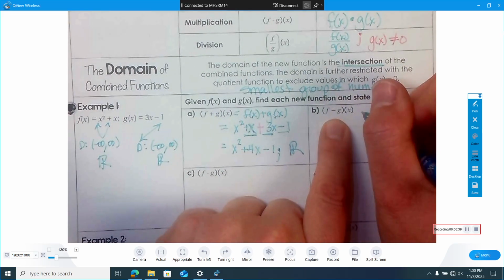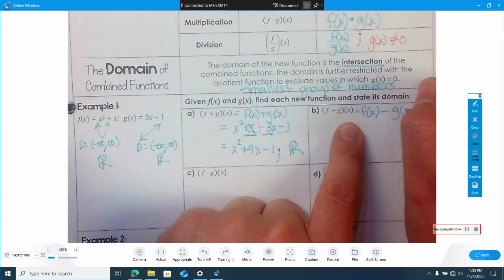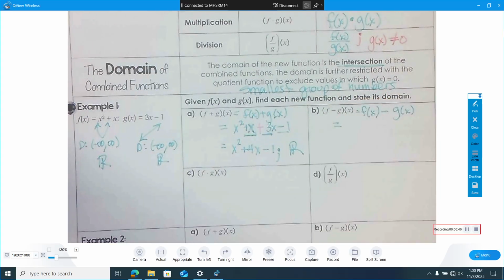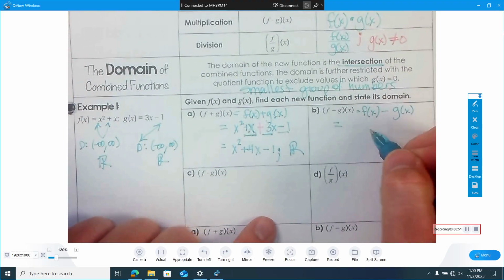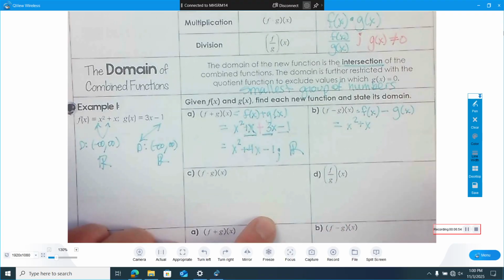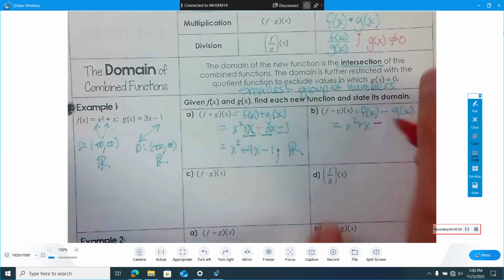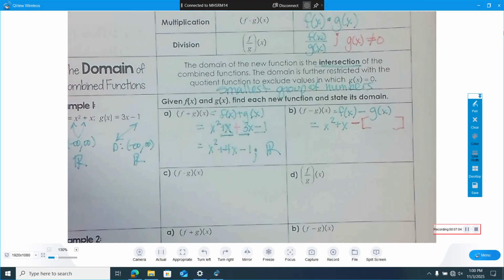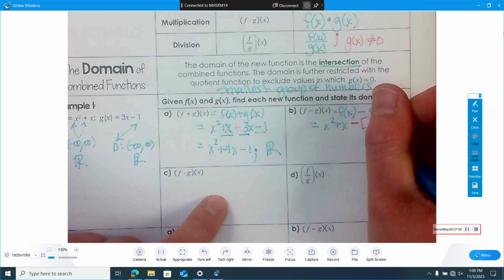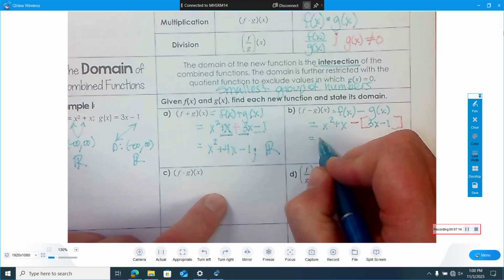So for b here, this is f minus g. So that really means f of x minus g of x. And this is where we have to be quite careful. What can I replace f of x with? X squared plus x, thank you. But then we have to be very careful here because we're subtracting a couple of things. So we have to subtract all of g. So what am I replacing g with? 3x minus 1. And we need to do what with this negative? Distribute that negative. Will make life a lot easier for us.